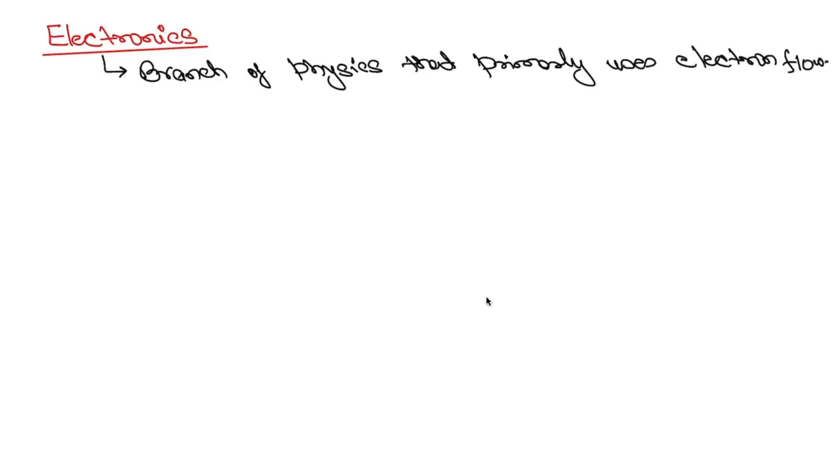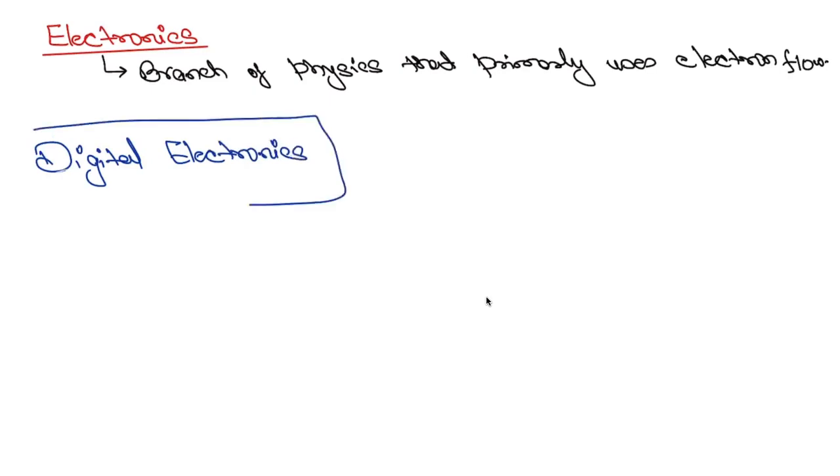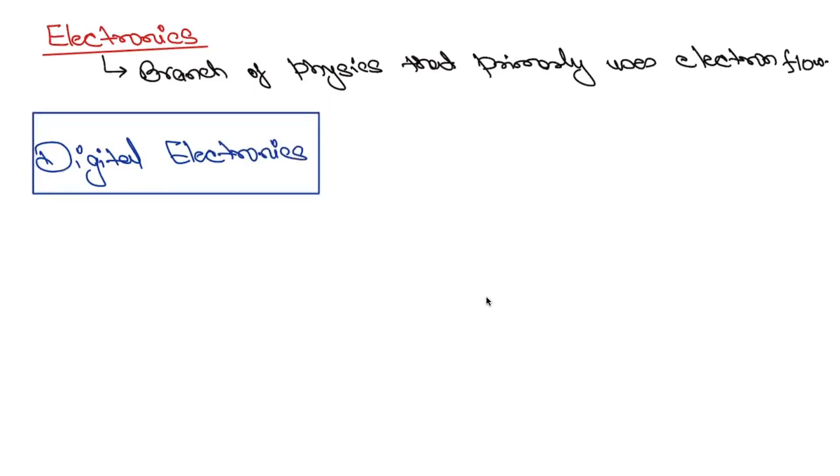Is everything visible now? Yes, sir. Okay. Now let us study about digital electronics. We are going to start with digital electronics. What do you mean by digital electronics? What is a digital? If I say something, it is analog. If I say something, it is digital. What does it mean basically?